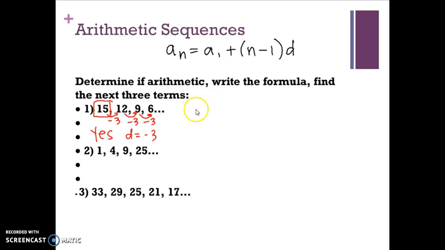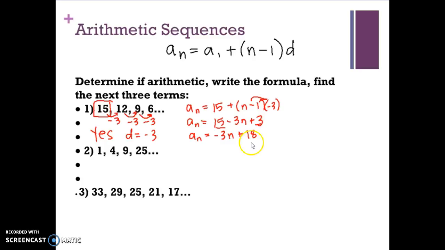So I'm going to say a sub n equals 15, my first term, plus n minus 1 times my common difference, negative 3. I'm going to distribute my negative 3, so I get a sub n equals 15 minus 3n plus 3. I can combine 15 and 3, so I get a sub n equals negative 3n plus 18. So there's my equation, and now I want to find the next three terms. I went from 15, 12, 9, 6, so 6 minus 3 is 3, 3 minus 3 is 0, 0 minus 3 is negative 3.